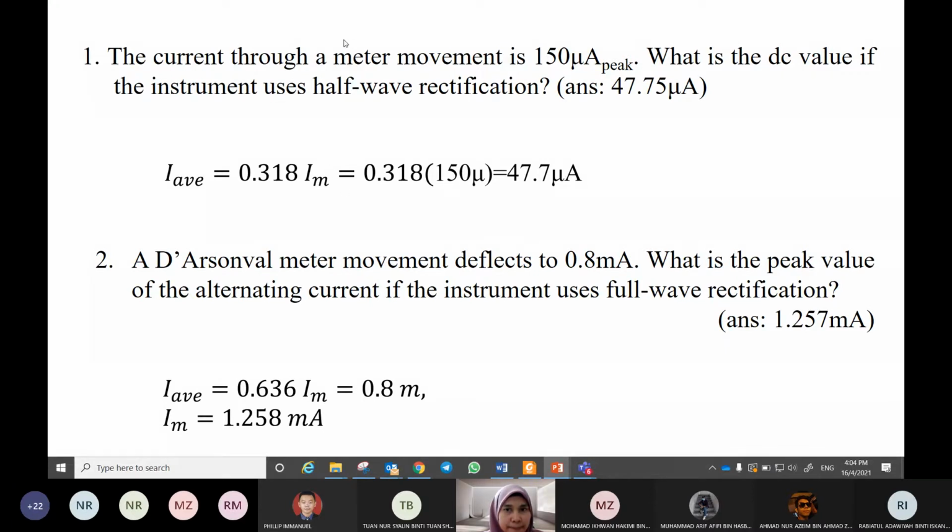value. So now it is current, so I average or IDC is equal to 0.318 IM. IM is maximum or I peak. Okay, so equal to 0.318 times 150 micro, equal to 47.7 microamp. That's all.